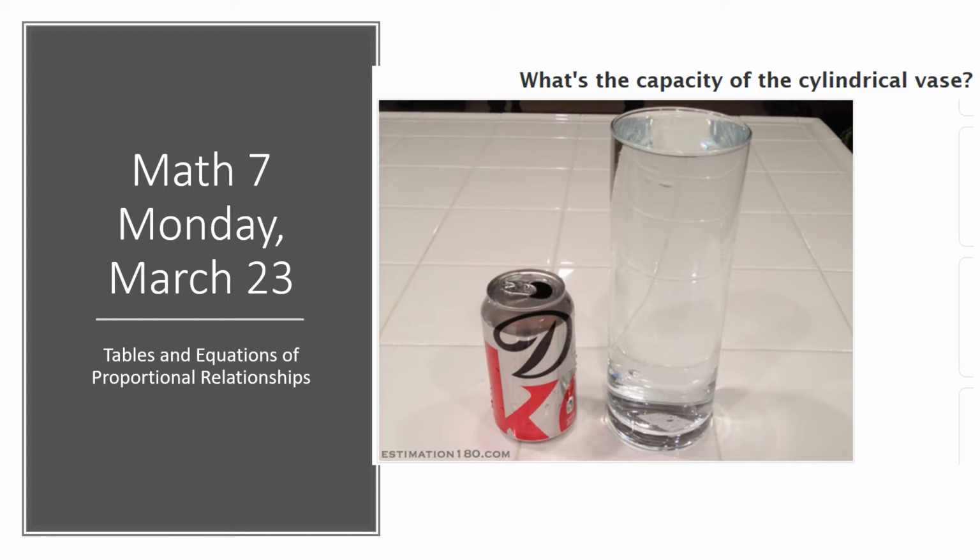So, to start, warm-up question. What is the capacity of the cylindrical vase next to that Diet Coke can? I will give you a hint that cans of soda like this are 12 ounces. So if that's 12 ounces, how much water do you think is held in that cylindrical vase? I will reveal the answer at the end.